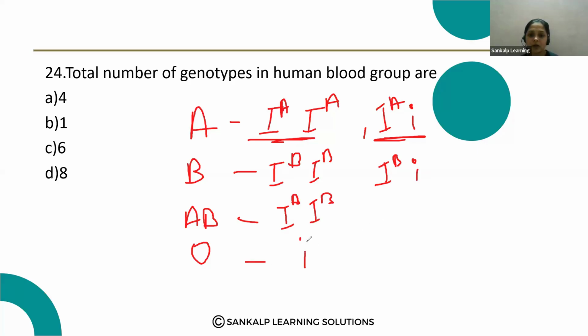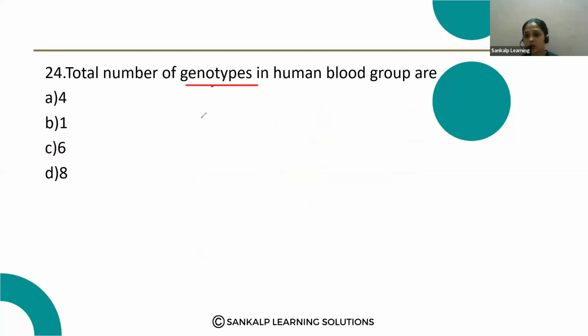In the case of the O blood group, it has ii, that is small i small i. So that is the O blood group. Here, total how many types of genotypes? In A, 2 types of genotypes. In B, 2 types. AB, 1. And in O, 1 type of genotype. Totally 2 plus 2 is 4, 5, 6. The correct answer is 6 types of genotypes found in human blood group. You know the difference between genotype and phenotype.